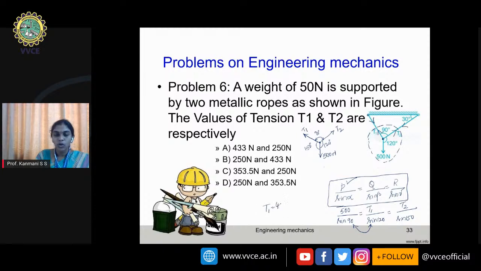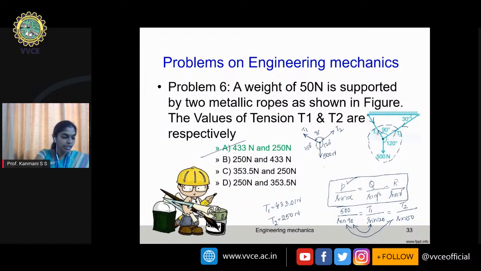T1 is equal to 433.01 Newton. And equating this with this, you will get, 500 into sine 150, you will get 250, which is equal to T2. So the answer for this problem is 433 Newton and 250 Newton. You can see that's the right answer. So that's about problem number 6.